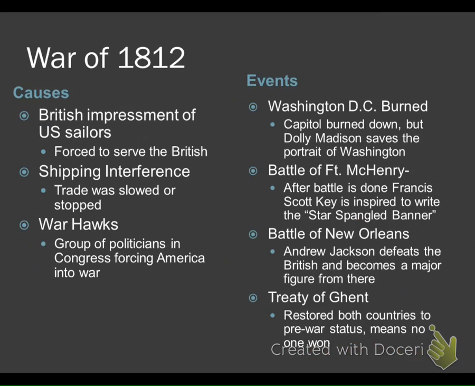But the soldiers at this battle did not get the message until the battle had already occurred. And at this battle, Andrew Jackson becomes a hero by defeating the British. And then the treaty that ended the war was the Treaty of Ghent. This restored both countries to pre-war status, and no one actually won this war.